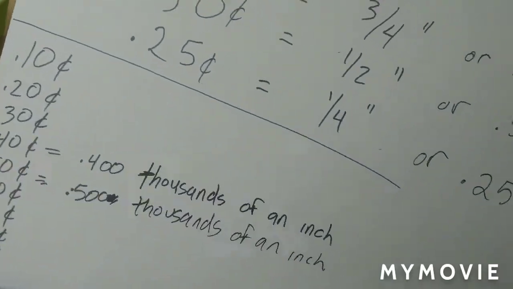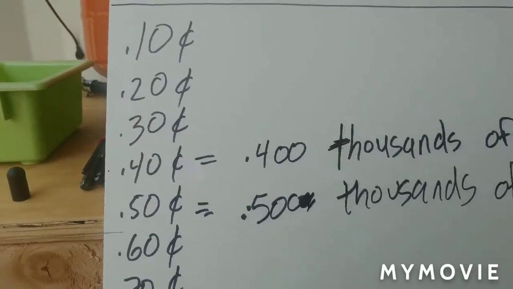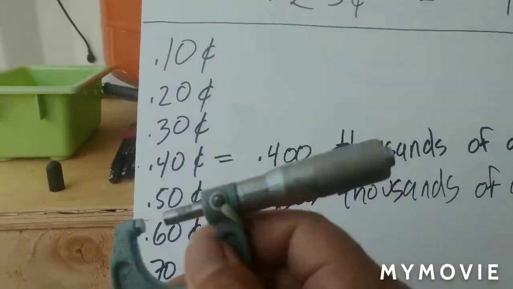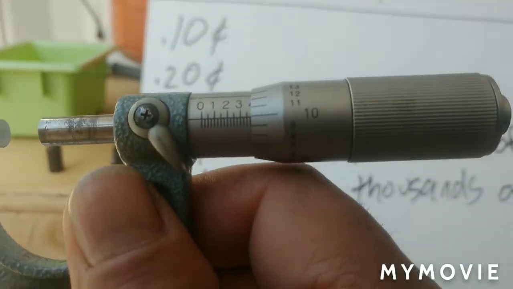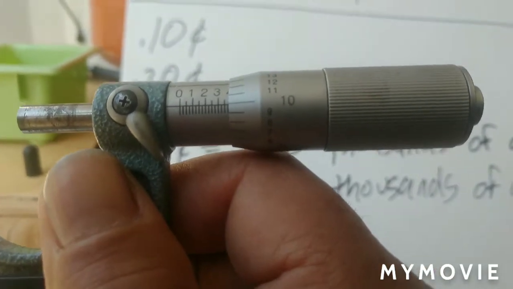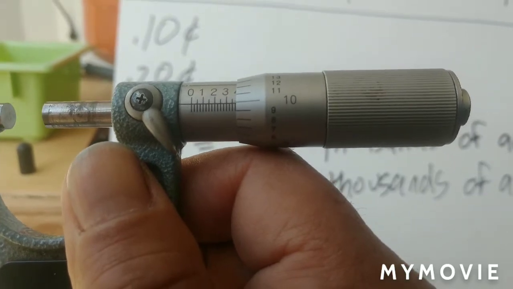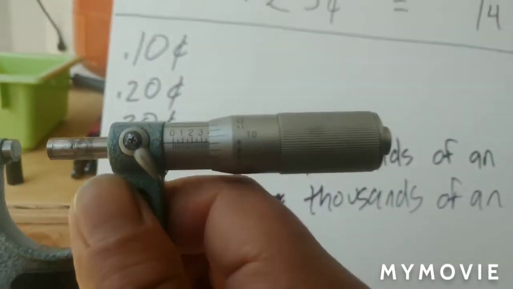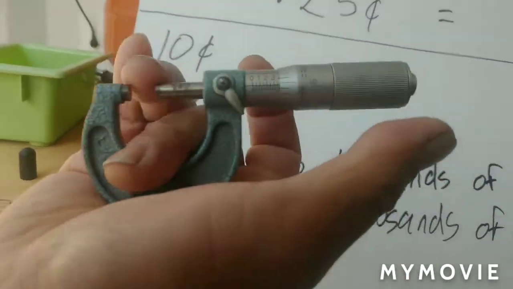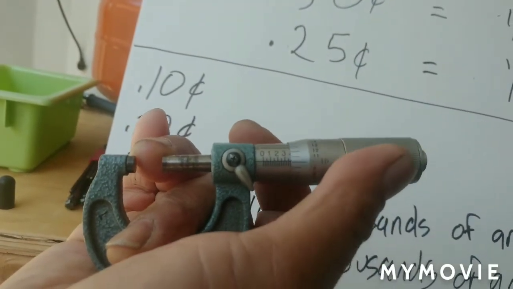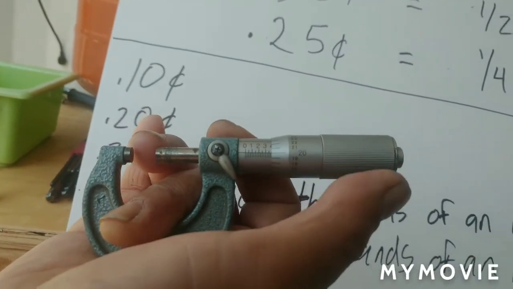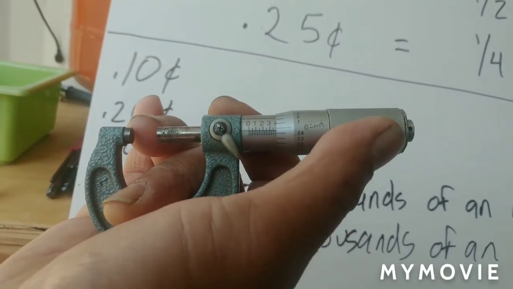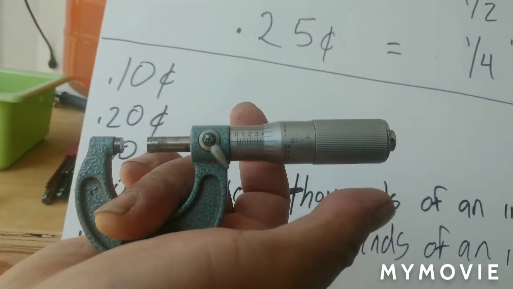Okay, now something else to point out. Micrometer. See that 0, 1, 2, 3, and you could almost see 4. Let me just tell you what you're reading right now. You're reading 0.375, 0.385 thousandths of an inch, 0.395 thousandths of an inch. That's 0.400 thousandths of an inch.